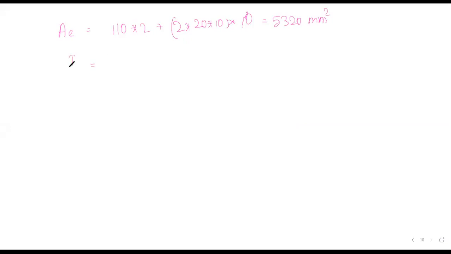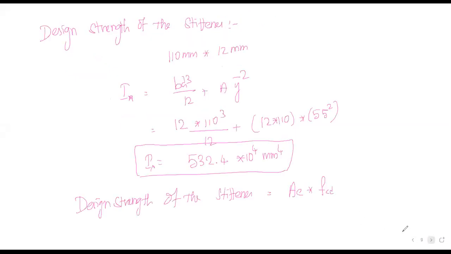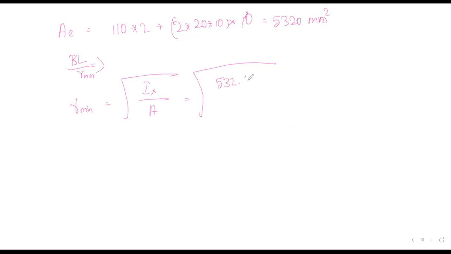Next we should move on to the FCD value. If I need the FCD value, I need KL by r minimum. For r minimum, it is nothing but root of Ix by A. So 532.4 into 10 to the power 4 divided by area 5320, root under this becomes 31.63.